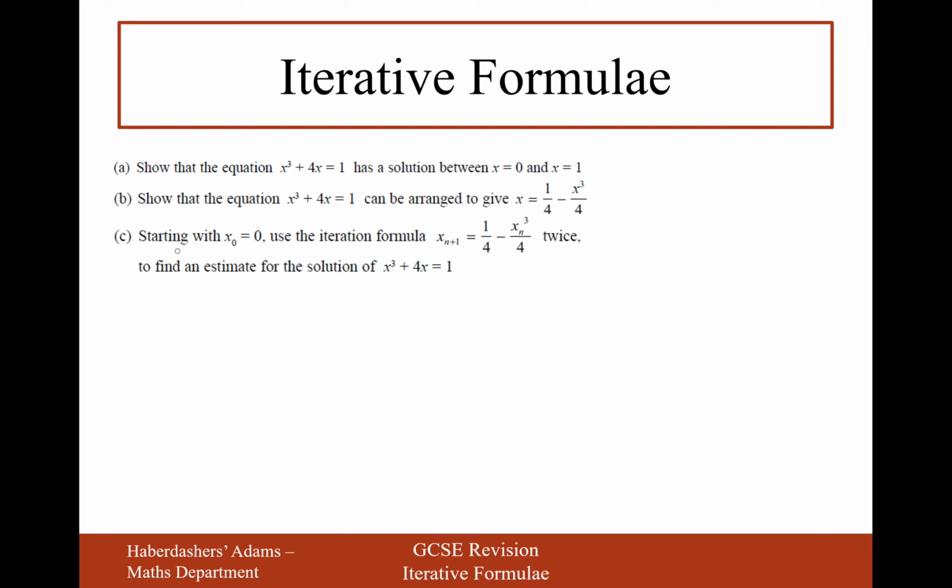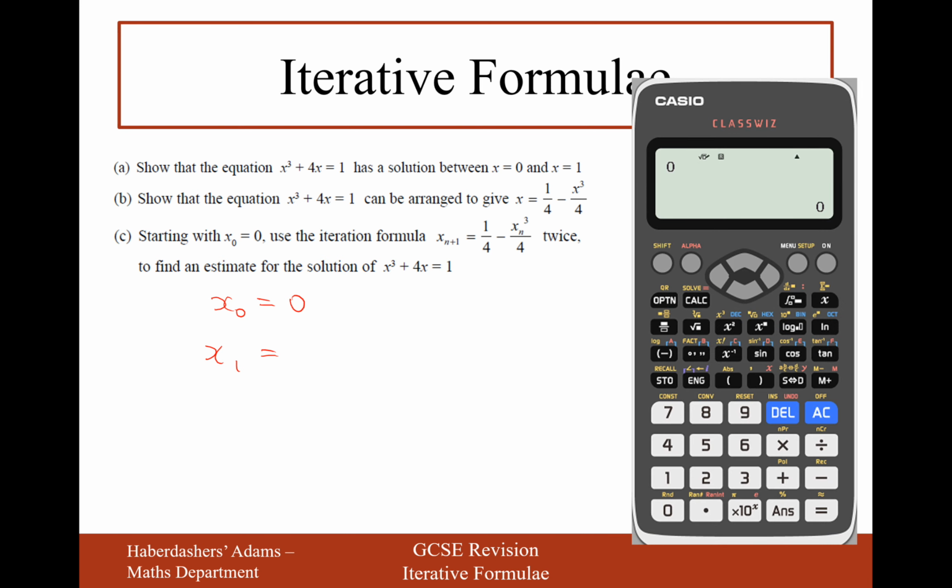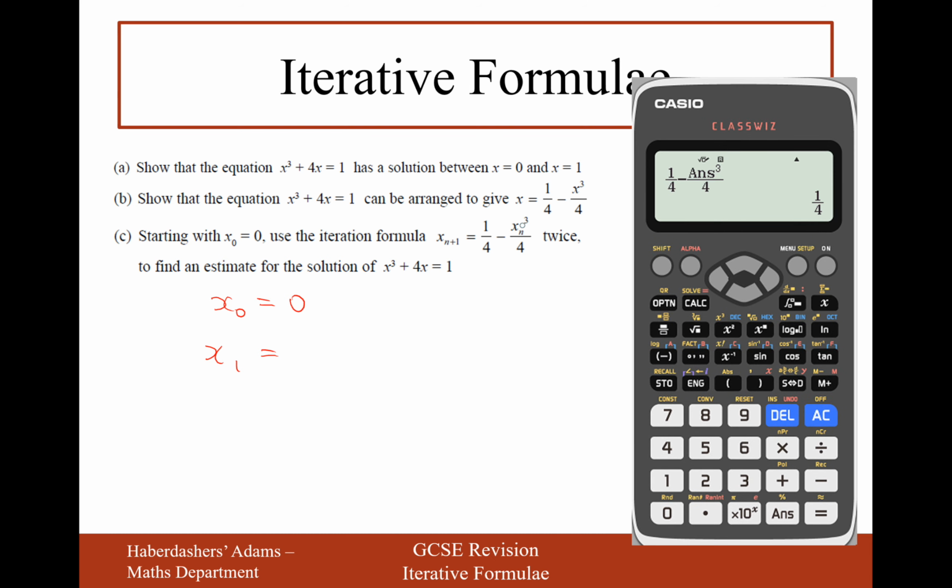Starting with x0 equals 0, use the iterative formula xn plus 1 equals a quarter minus x cubed over 4 twice to find an estimate for the solution to x cubed plus 4x equals 1. So let's go ahead then, let's use the equation. Start with 0 and then press equals to set up 0 as your current answer value. Then type out the formula where you're using answer as your xn. And that will give you a quarter, so 0.25.